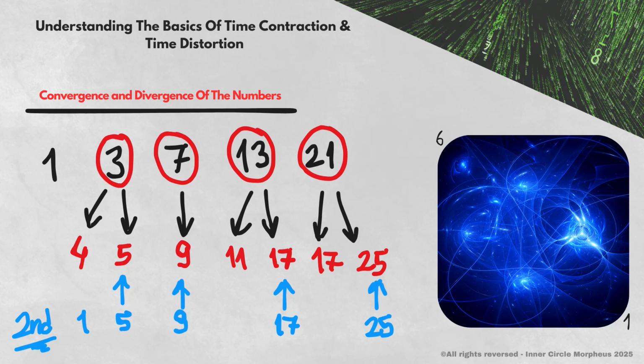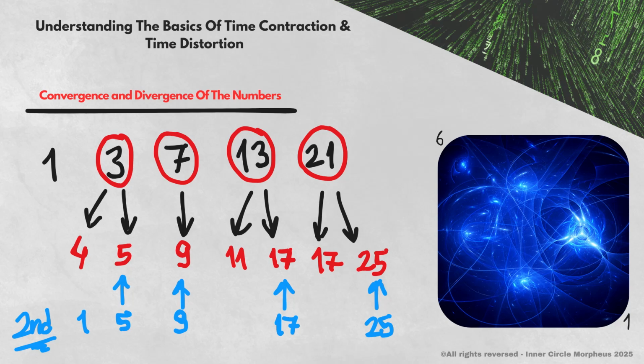Let's begin with our first and basic sequence. 1, 3, 7, 13, 21. 3 might go to 4 or 5, but not 2. 7 can only go to 9, nothing else. 13 might go to 11 when hastened, or it can go to 15 or 17 when delayed. I didn't write 15 here, because I'm going to link these with another sequence here, and 21 can go to 17 when hastened, or it can go to 25 when delayed.